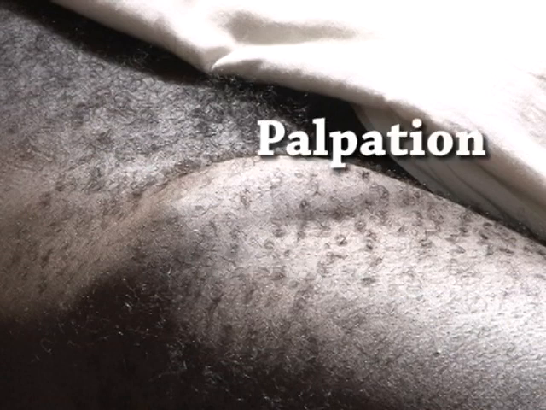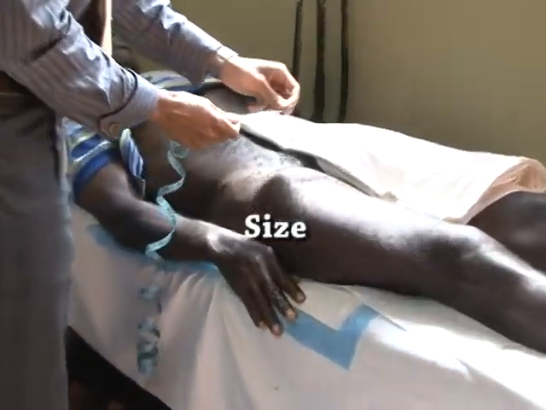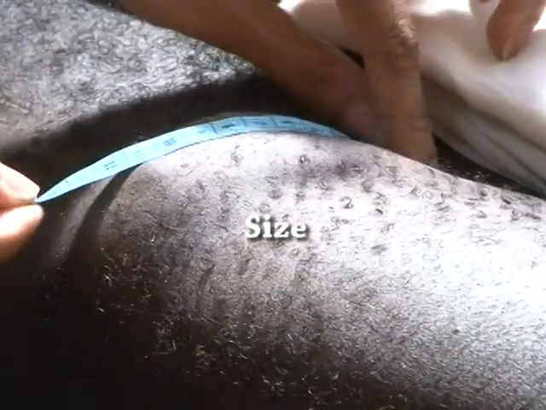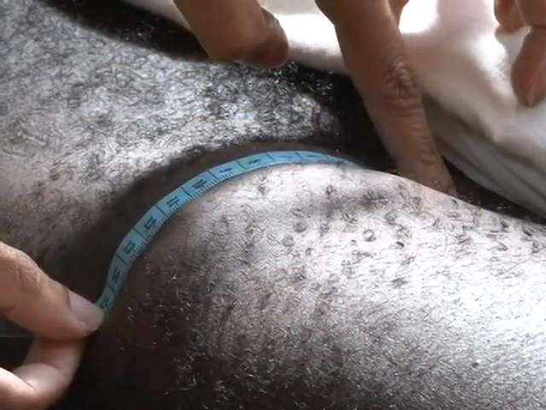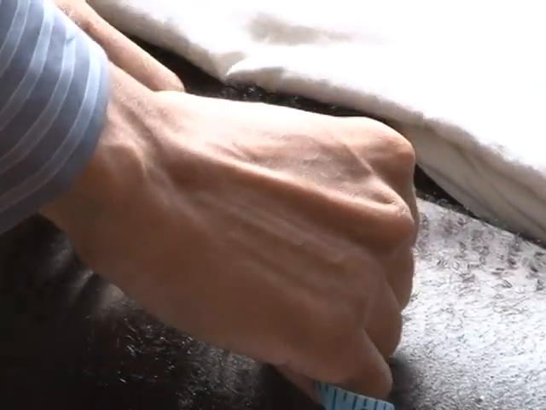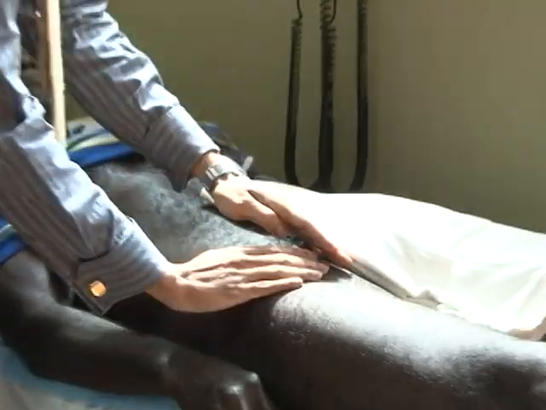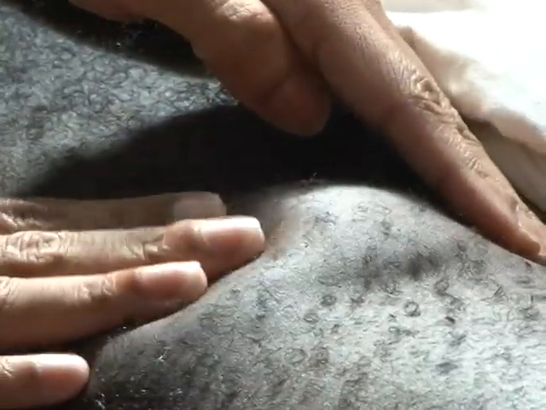On palpation, several things are noted. The size. The size must be accurately measured so that any subsequent changes may be recognized. The size of this swelling is 15 by 6 centimeters. We should avoid using terms such as small, medium, or large, or comparison to fruits, etc.